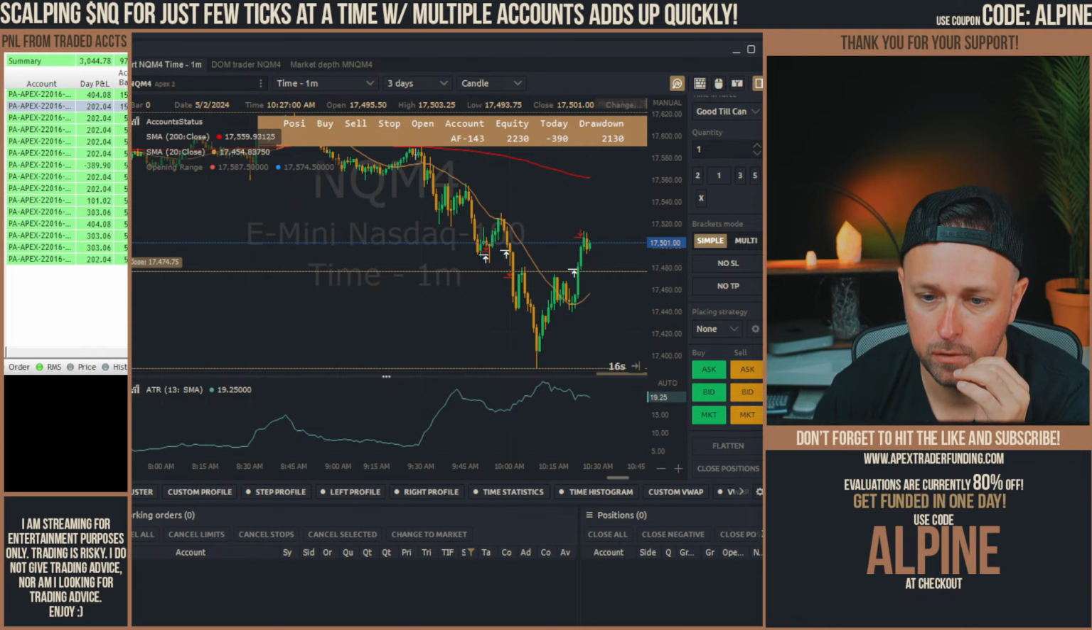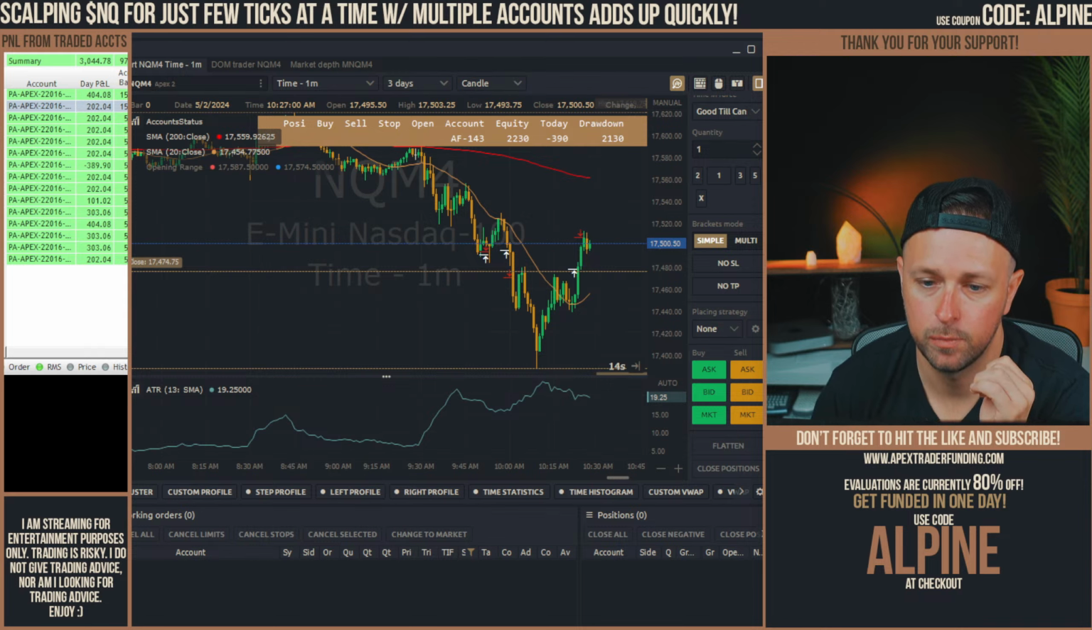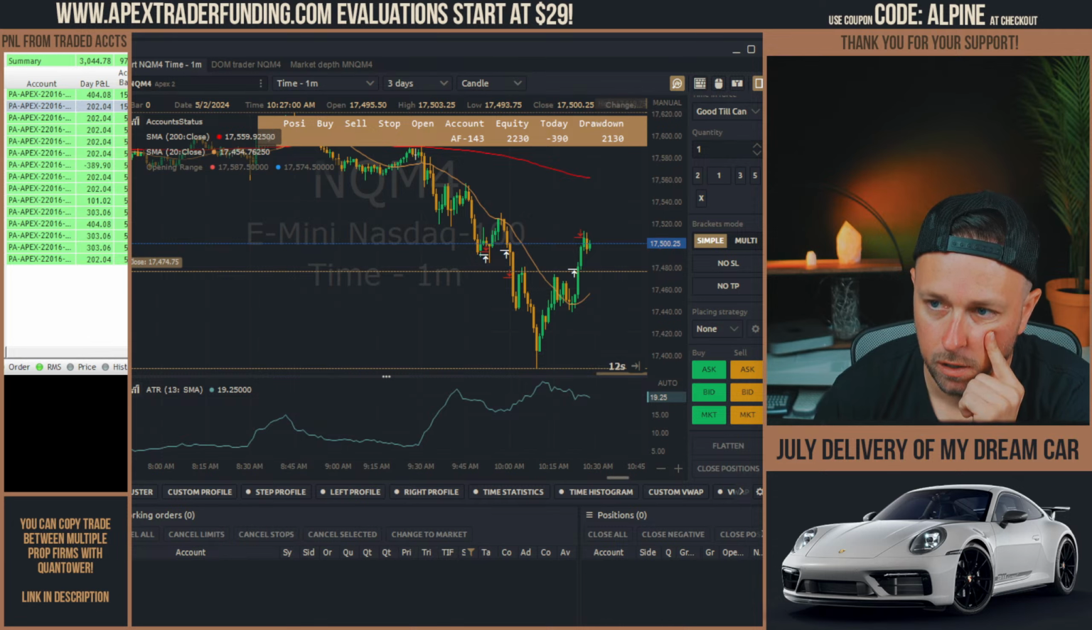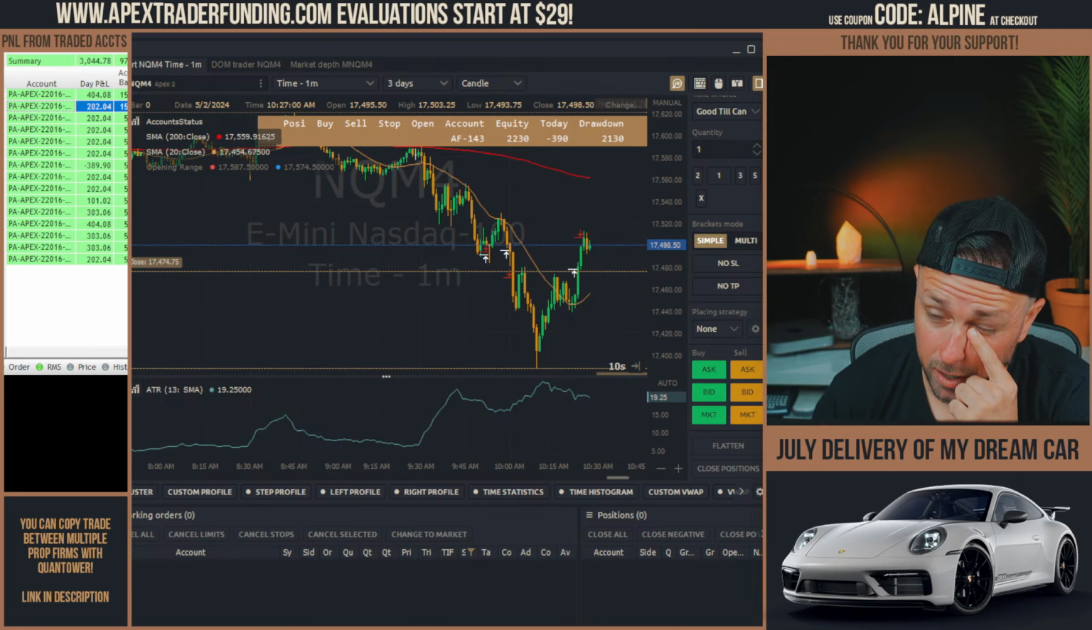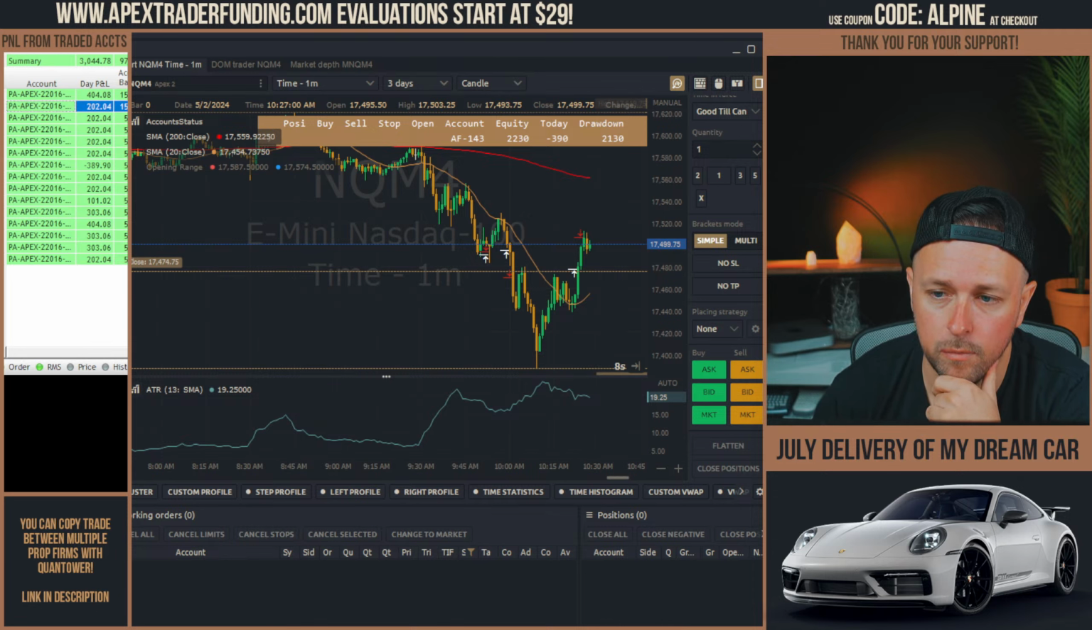The profit split for Apex is per account or per trader? It's per account. So like my biggest payout so far has been 12 grand from Apex from a single account.